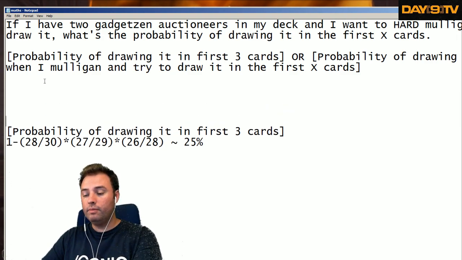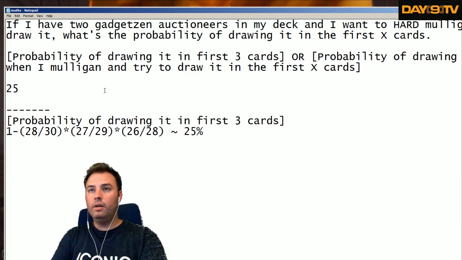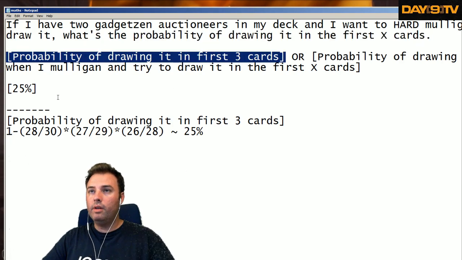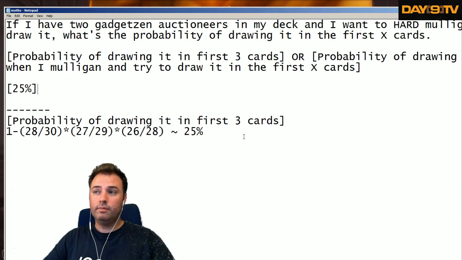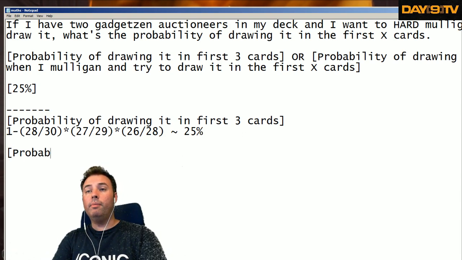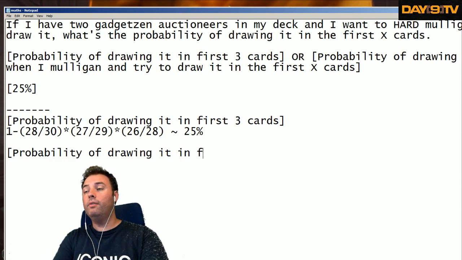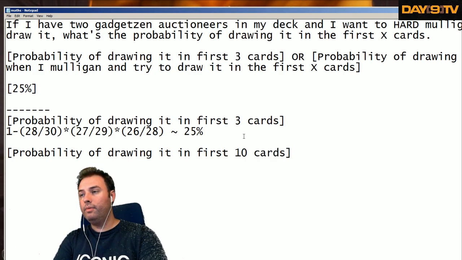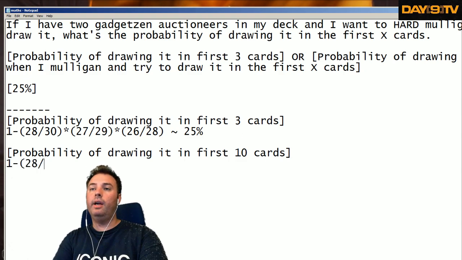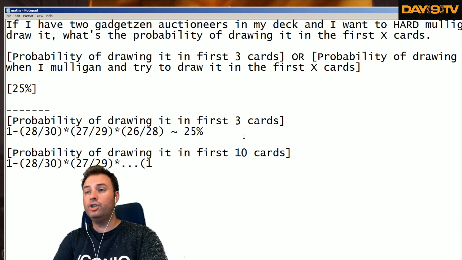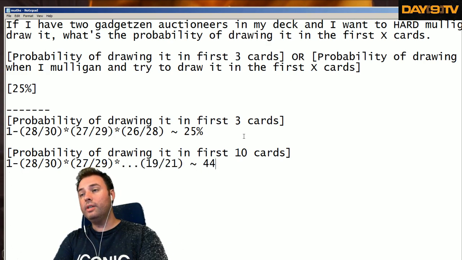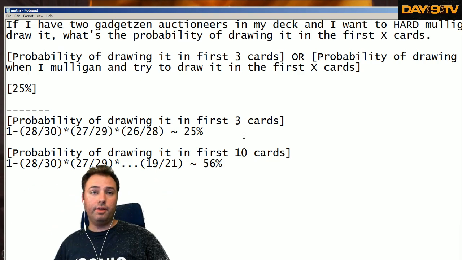So what I'm going to do is, our very first number is 25%. I'm going to do probability of drawing it in the first, what should X be? Let's just call it 10 cards, because we did this. Which is 1 minus 28 over 30 times 27 over 29 times, and then we just keep doing that until we get 19 over 21, which, as it turns out, is approximately, wait, no, that's approximately 56% of the time. And here's the little thing.